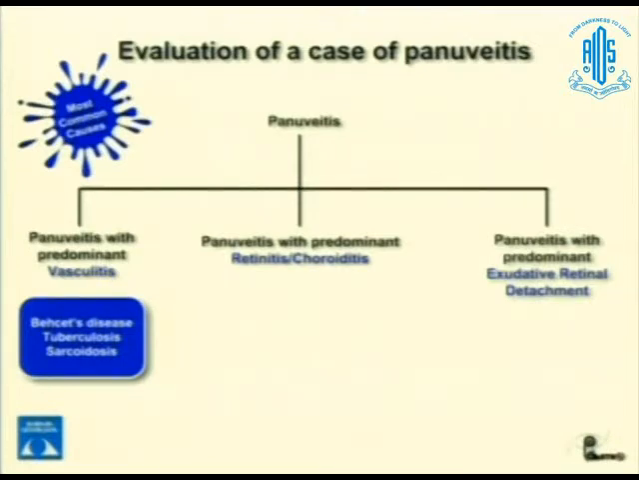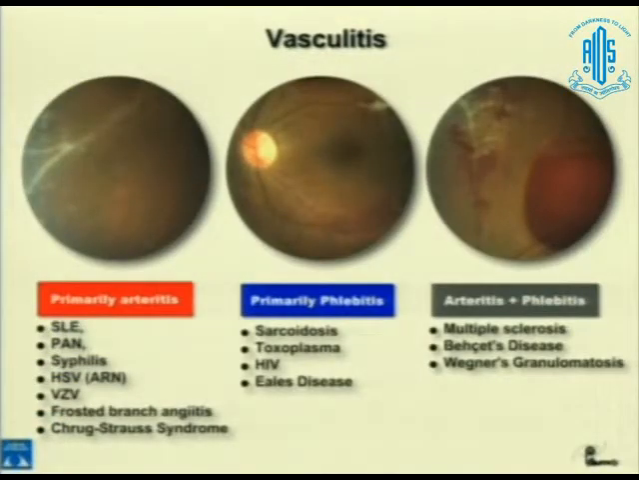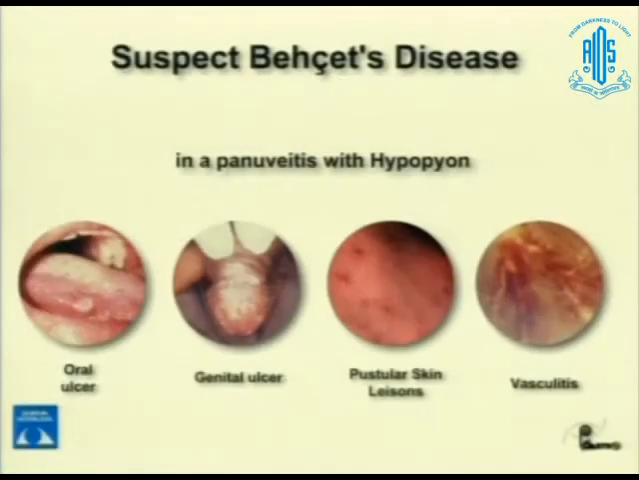Now, these vasculitis cases can again be differentiated by the involvement of the vessels. Primary arteritis is seen mainly in collagen vascular diseases like SLE, PAN, then sometimes in viral diseases like acute retinal necrosis. Veins are involved in cases, most common example, sarcoidosis. Sometimes both vessels can be involved in Behçet disease, multiple sclerosis. So, in case of panuveitis with a hypopyon with predominant vasculitis, one should suspect Behçet disease also.